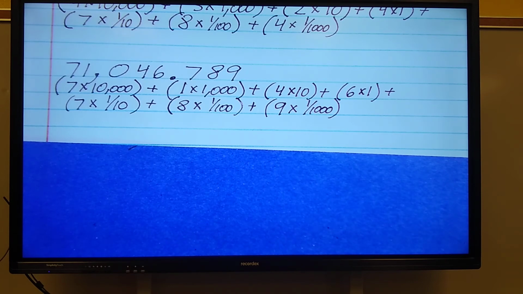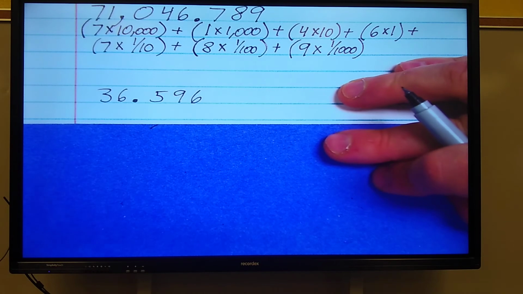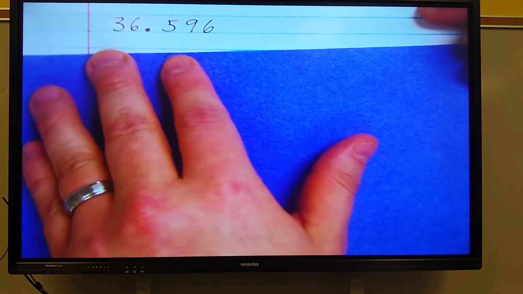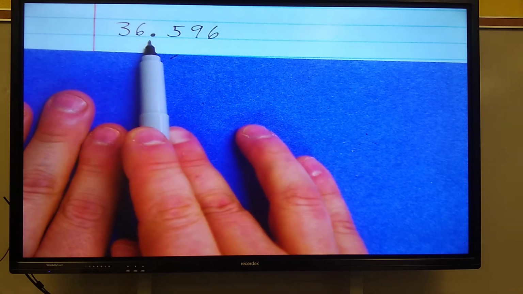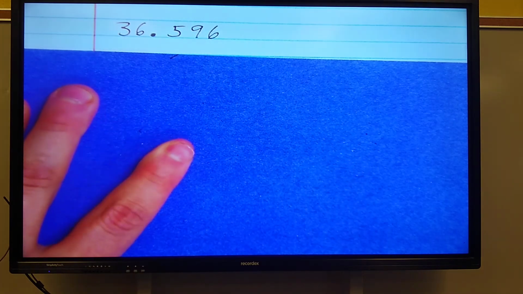Beautiful. Math is beautiful. One more for you to practice, and then you have learned how to do expanded form. My decimal, you got 36 and 596 thousandths. This number is not going to be as big as the last number. Okay? Think about the place of the 3, the place of the 6, the place of the 5, the place of the 9, and the place of the 6. Begin, pause the video. Let's see how you do.